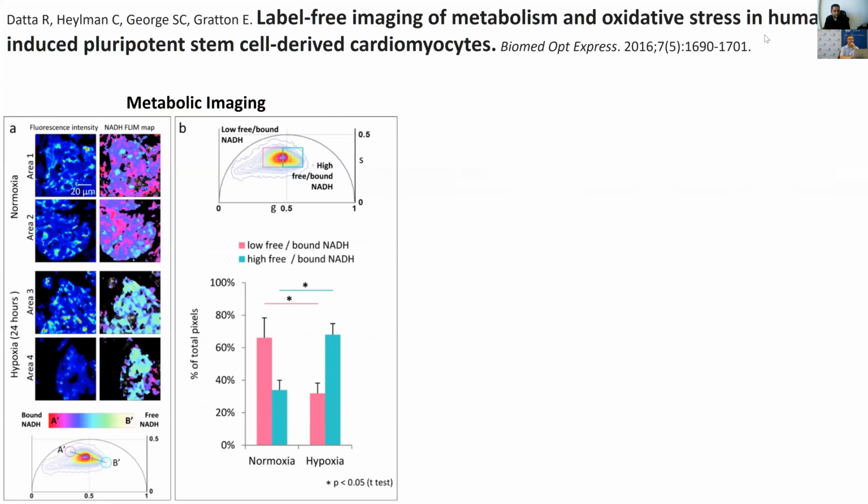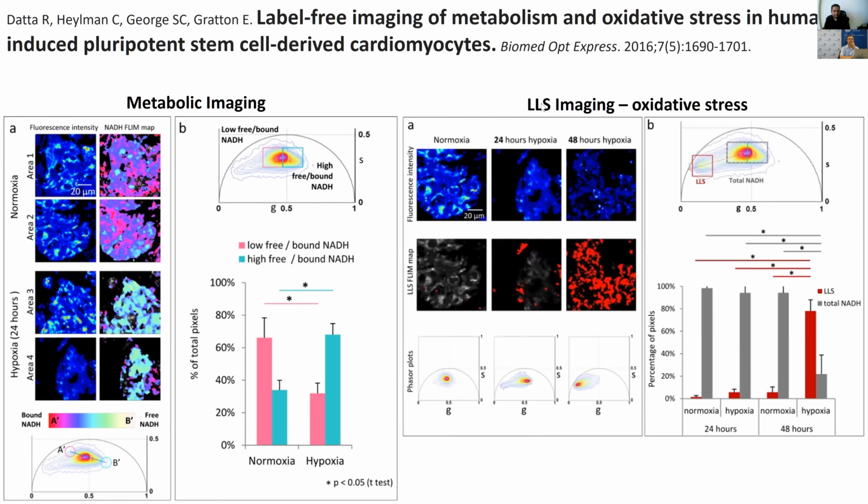Now, in terms of oxidative stress in human pluripotent stem cells, this is normoxia and this is hypoxia going along the way. And as you can see, there's a change here. So this is just the NADH. Don't have time to go into it. But in terms of oxidative stress, you start seeing that with more and more hypoxia, the more and more this LLS species is present. You can see it in the phasor plot, you can see its quantification. But of course, this is sort of a broad quantification.